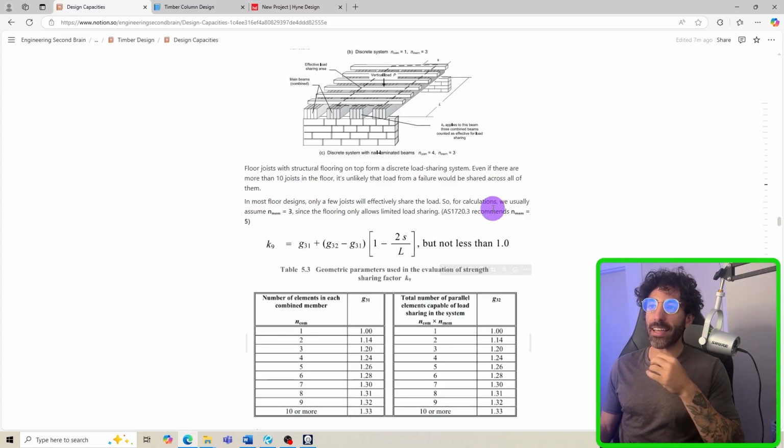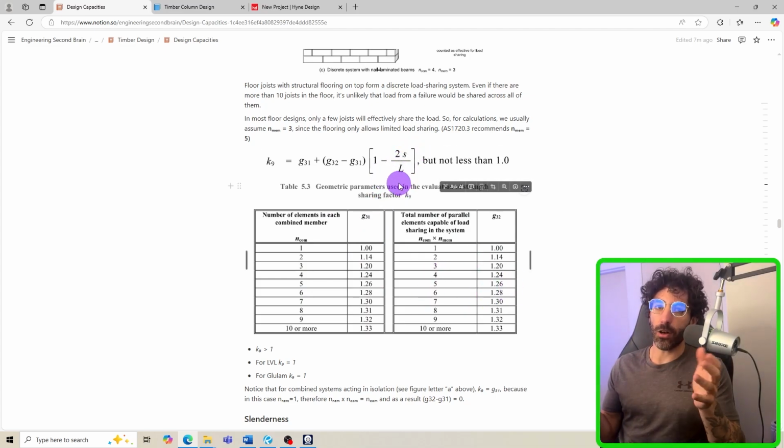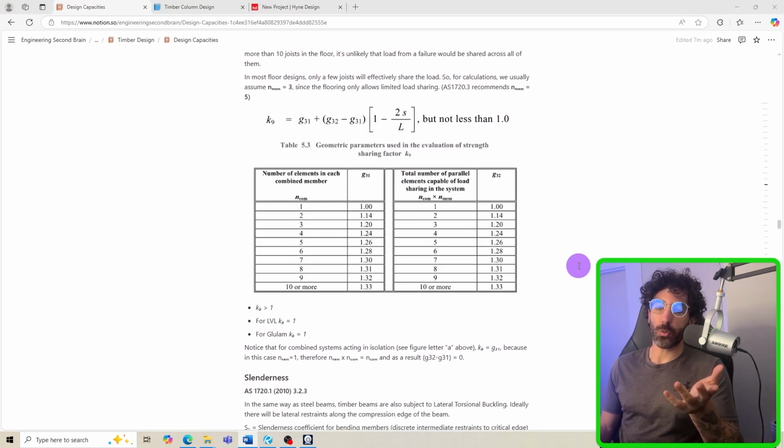To work out K9, we're just going to use this formula. G31 and G32 are geometric parameters, and we can find them in this table. S is the spacing of the members, and L is the length of the members. You should get a value greater than 1, or if you just want to be conservative, just make K9 equal to 1.